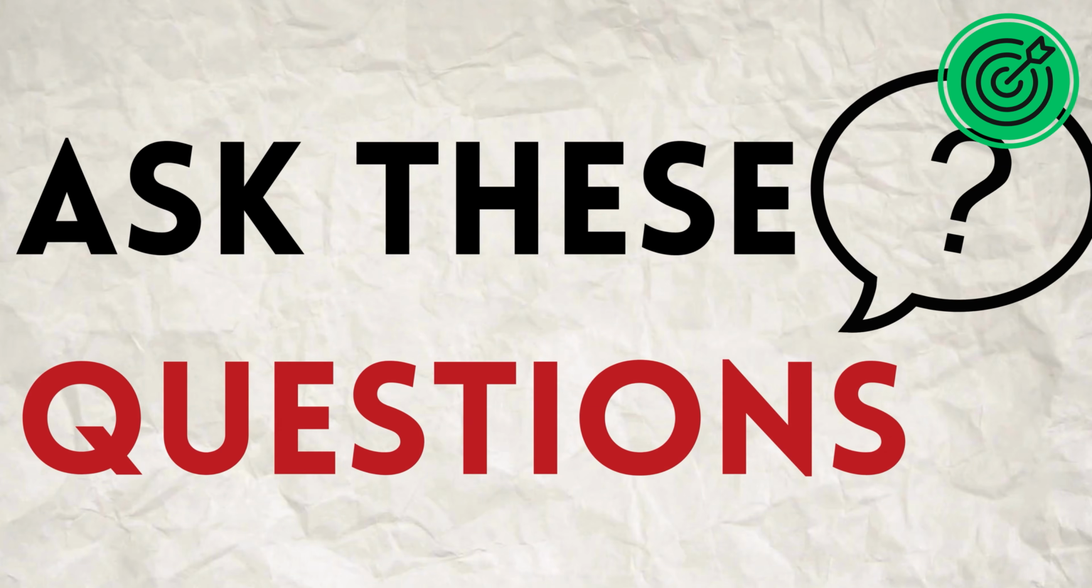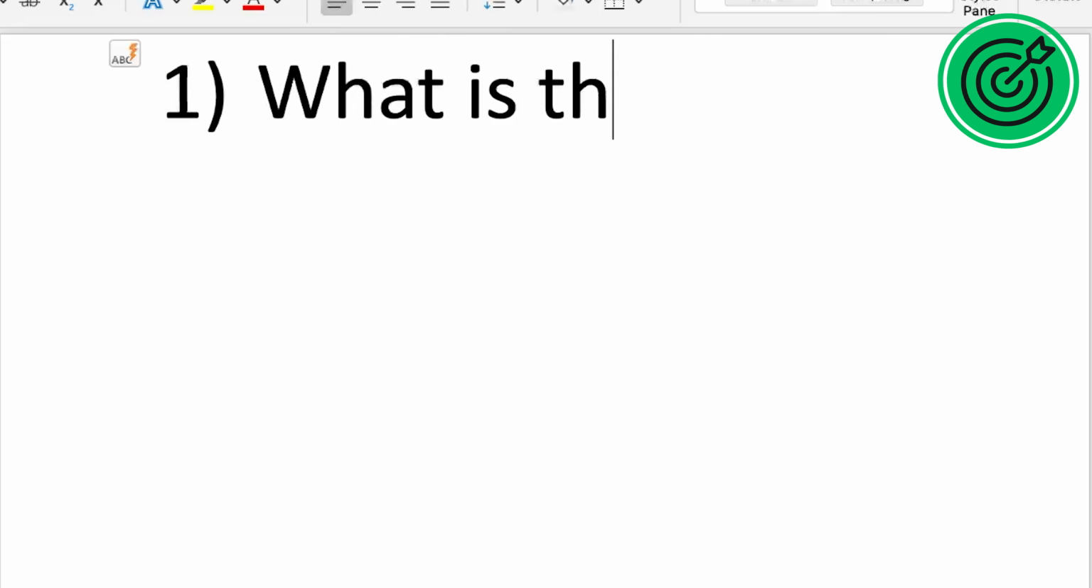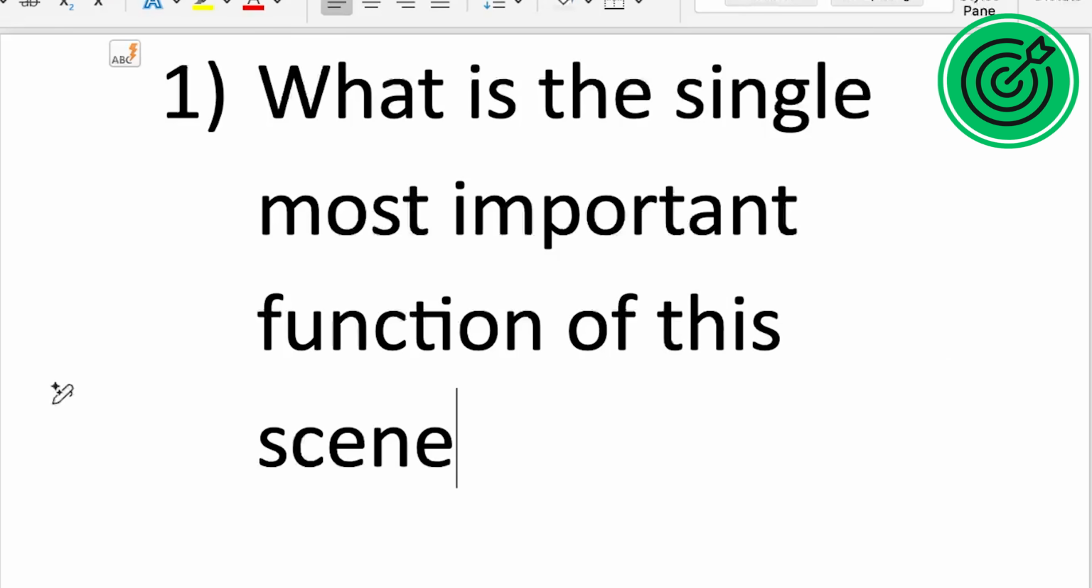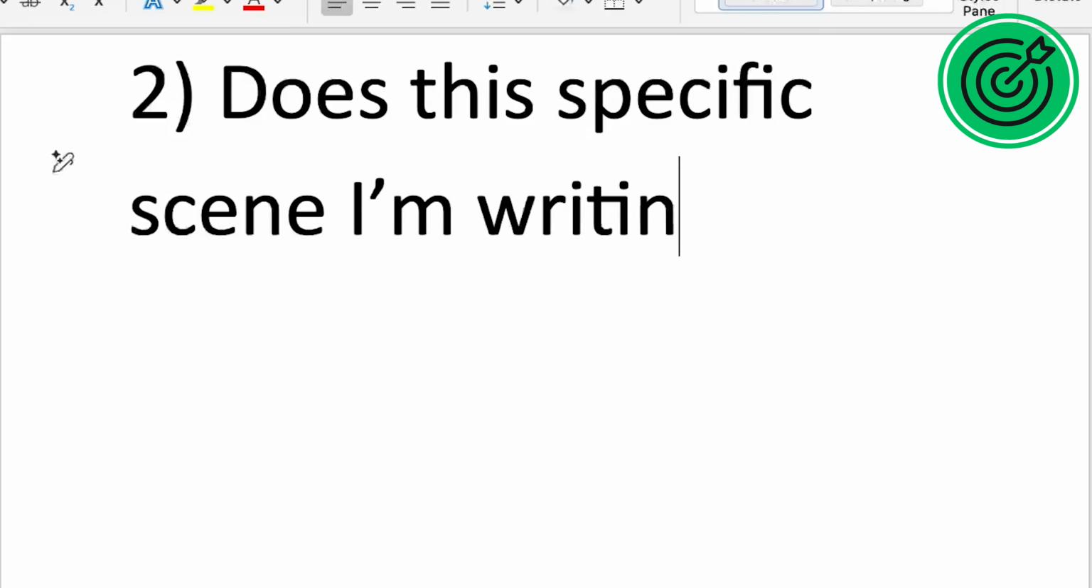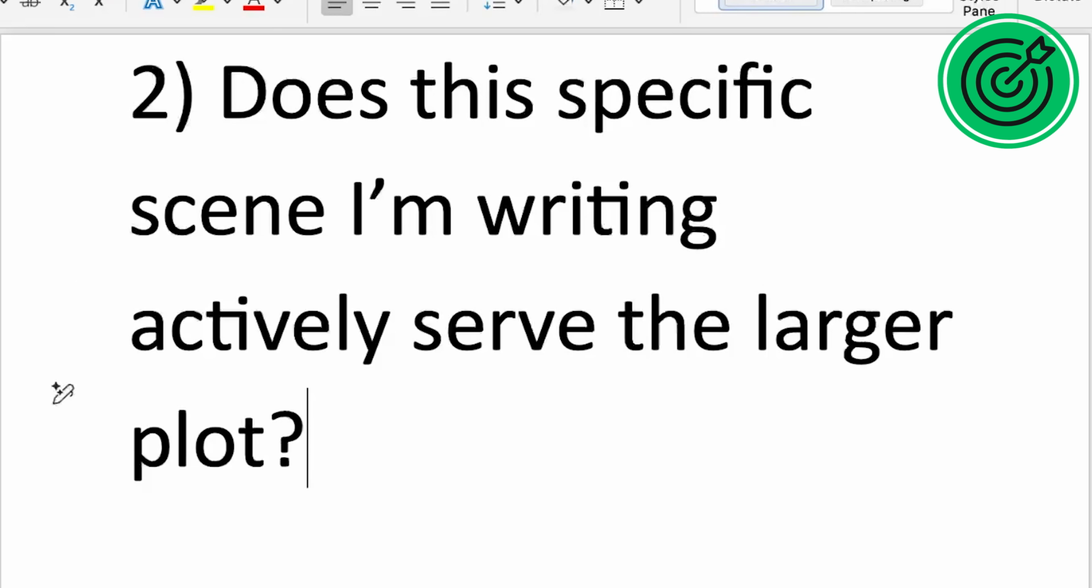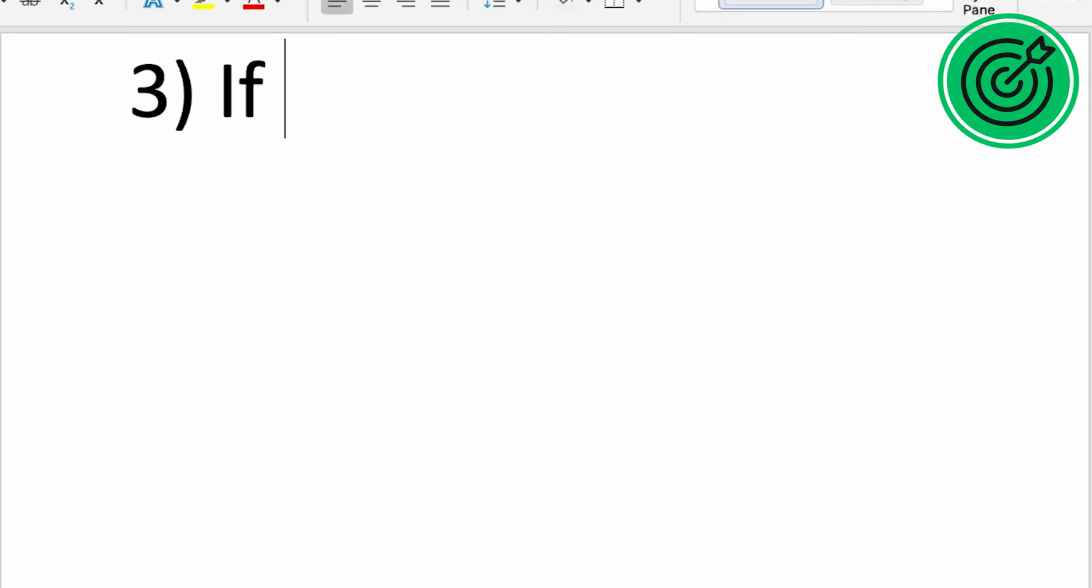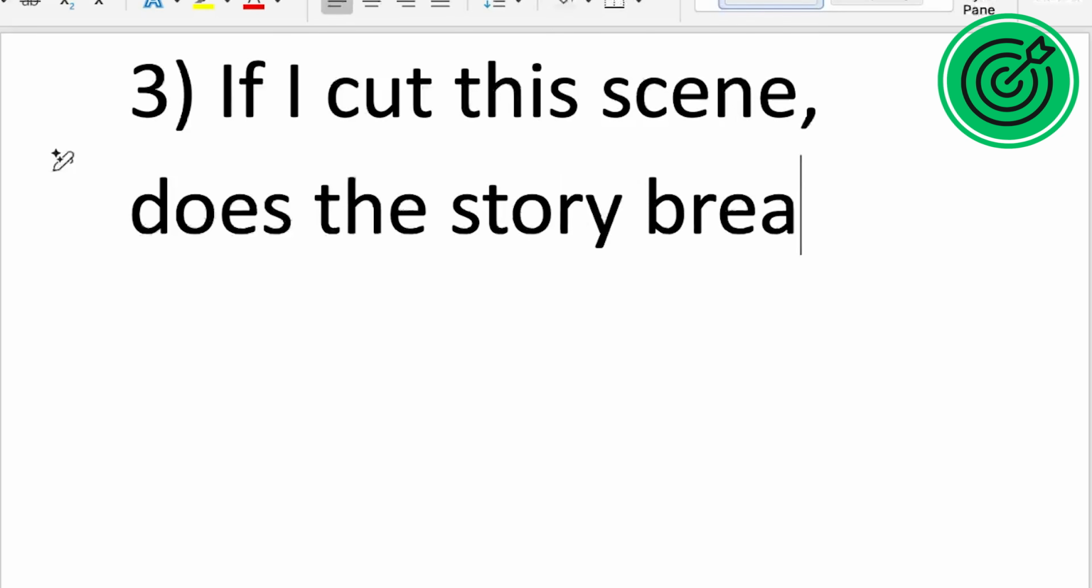So to diagnose for purpose, ask yourself these questions. First, what is the single most important function of this scene? Is it to introduce a character, reveal a clue, escalate conflict, change a relationship? Second, does this specific scene I'm writing actively serve the larger plot? And third, the most brutal question, if I cut this scene, does the story break? And be honest, does it still work after? If the answer is no, the scene doesn't have a strong enough purpose.